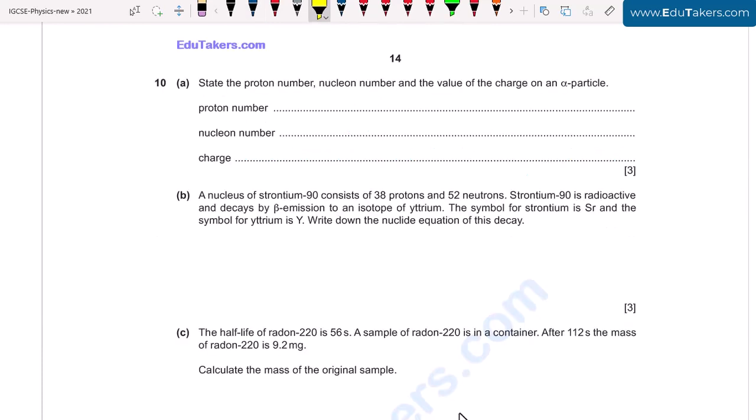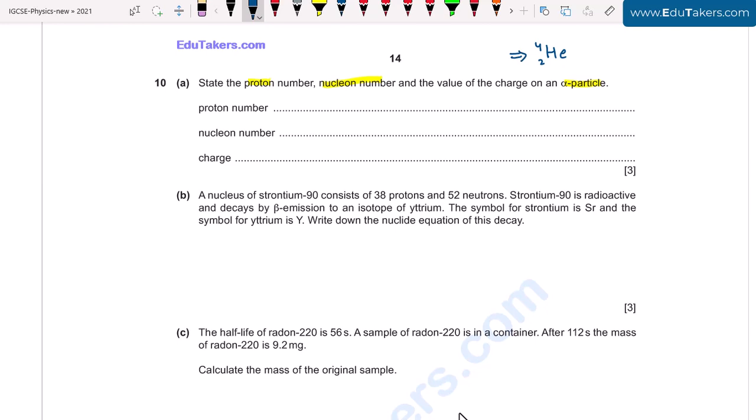So number 10, part A. State the proton number, nucleon number and the value of charge on an alpha particle. So first of all, what is alpha particle? These are helium nuclei. So I write here alpha particles are helium nuclei, and here we have to tell the number of protons and nucleon number and charge on this.